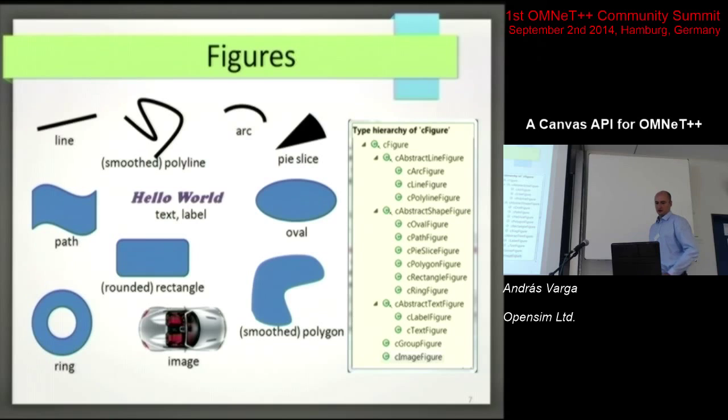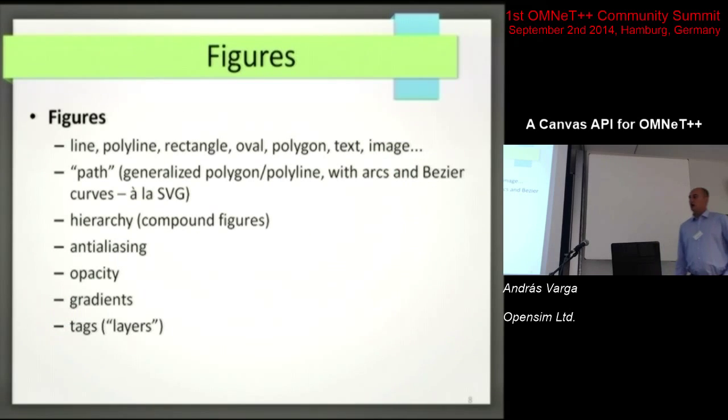So what figures are available in the current development version? We have different versions of lines: one straight line segment, a polyline which consists of either straight line segments or a smooth curve, arc, pie slice, oval, rectangle, which can be a rounded rectangle, polygon, or smooth polygon with smooth outline, ring, image, and the path. And so what is a path?